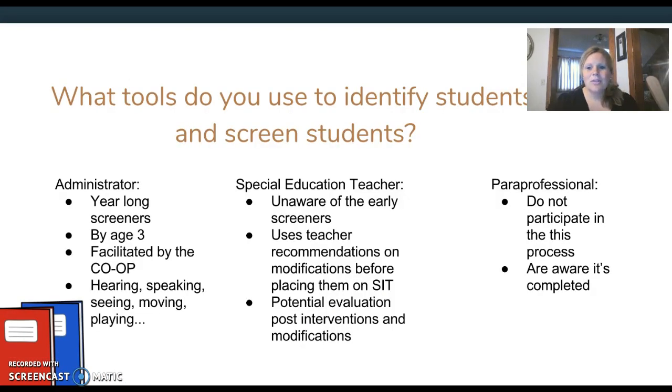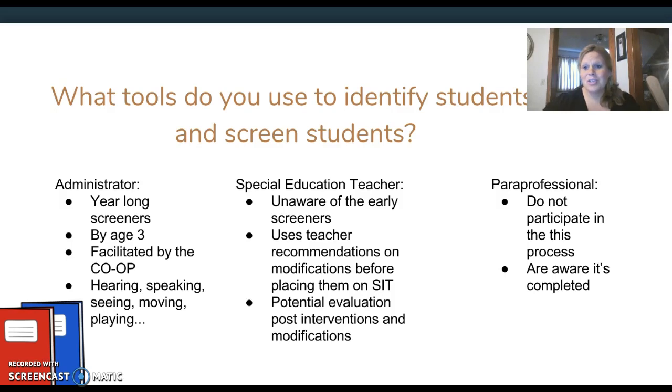I started off with the question about our tools and how we identify those. Our administrator shared with me one of the screening papers that our co-op uses. We use 305 as a co-op, but they do this screener early on, by the age of 3, that involves hearing, speaking, seeing, moving, and playing, to be proactive before these kiddos get into kindergarten with us, and we can identify some areas of concern early on.